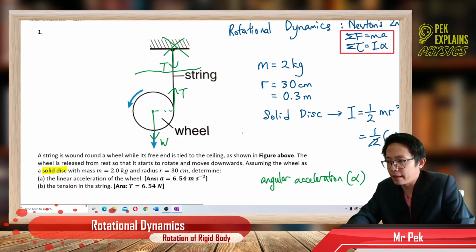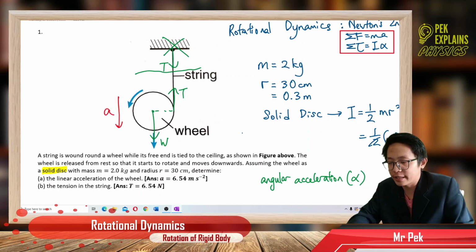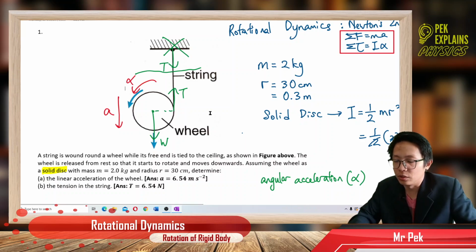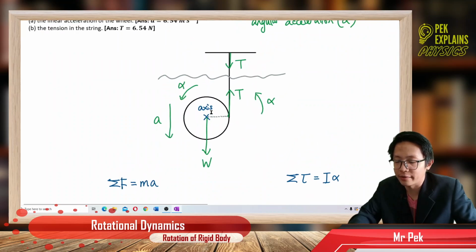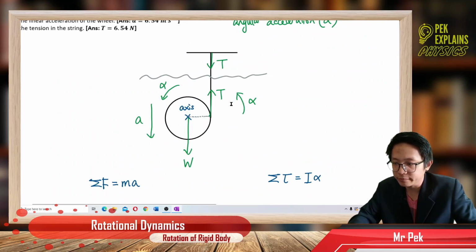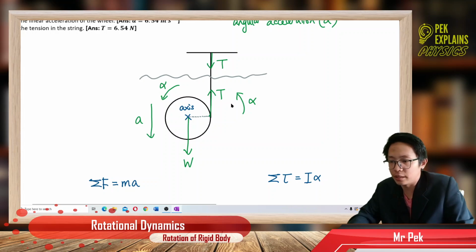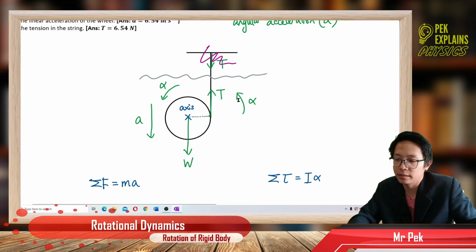And then don't forget you must draw the acceleration downward, and at the same time it has angular acceleration. It is rotating anti-clockwise. So this is the diagram, I redraw here. At the top part we no need to consider, that is not our focus. Our focus is only the wheel. The weight, the tension, angular acceleration.